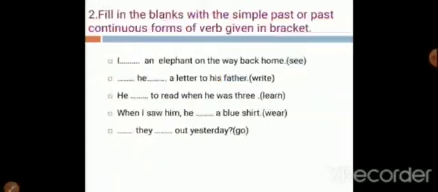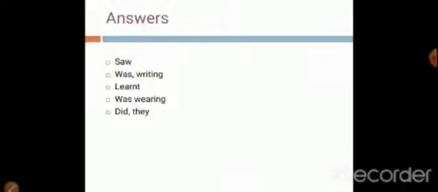Second exercise. Fill in the blanks with the simple past or past continuous forms of the verbs given in brackets. Now you have to use either simple past or past continuous. I dash an elephant on the way back home. Dash he dash a letter to his father. He dash to read when he was 3. When I saw him, he dash a blue shirt. Dash they dash out yesterday. And what are the verbs? See, write, learn, wear, go. Using these, you have to fill in the blanks. Answers for cross-checking.